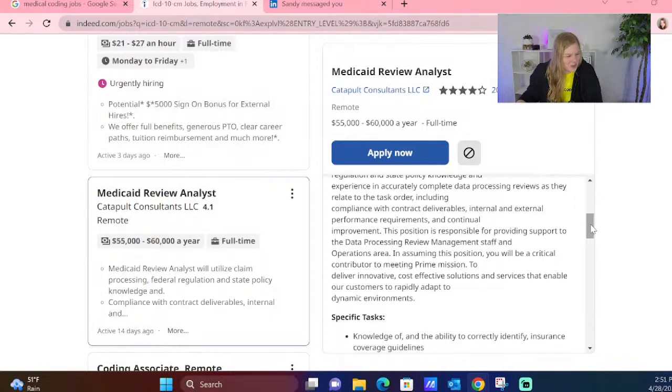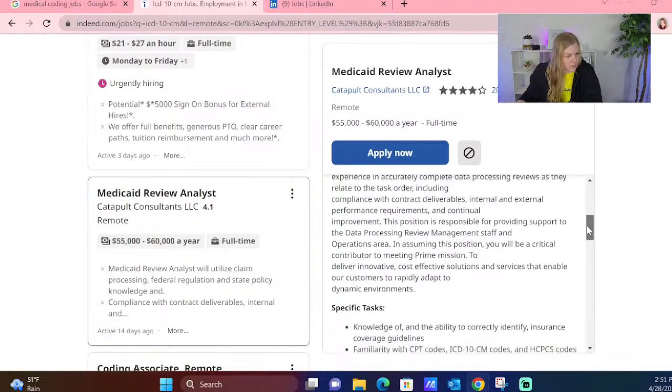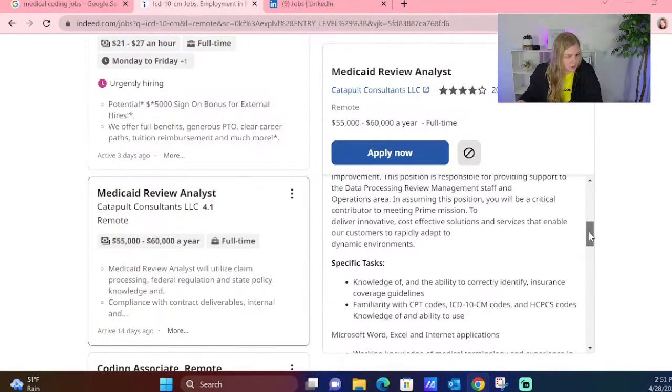The position is responsible for providing support to the data processing review management staff and operations area. In assuming this position, sounds very formal. My goodness. In assuming this position, you'll be a critical contributor to meeting prime mission, like Optimus Prime mission, because that would be hella cool. Why is prime capitalized? What is the prime mission? You will be a critical contributor to meeting prime mission. Maybe that's a program or something that I'm not aware of. Oh my gosh, you guys, please hold on.